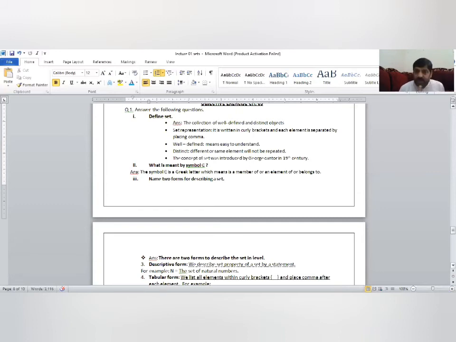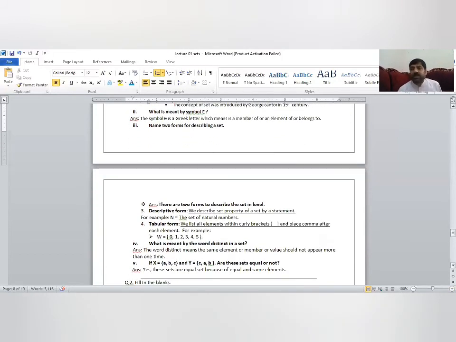Dear students, question number 2, what is meant by the symbol written here? First of all, it is the Greek letter and it means an element of, or a member of, or belongs to. These 3 statements have the same meaning, and they can be used in the questions.